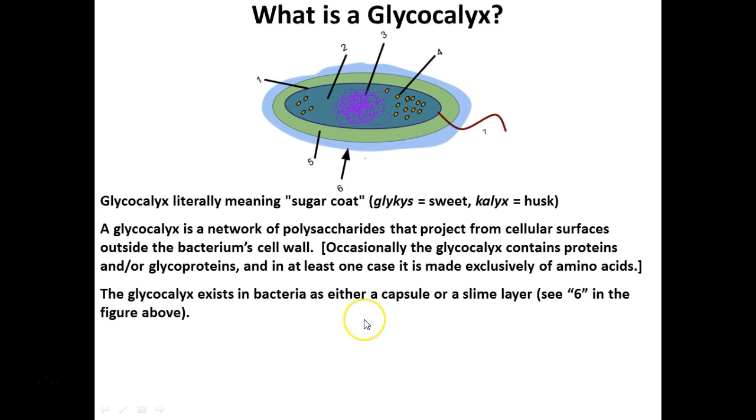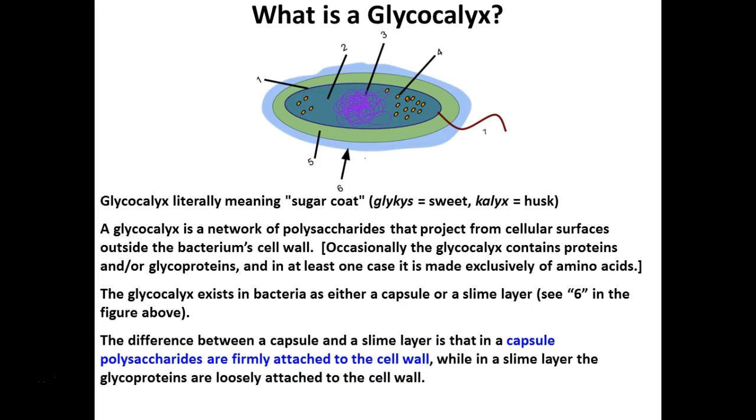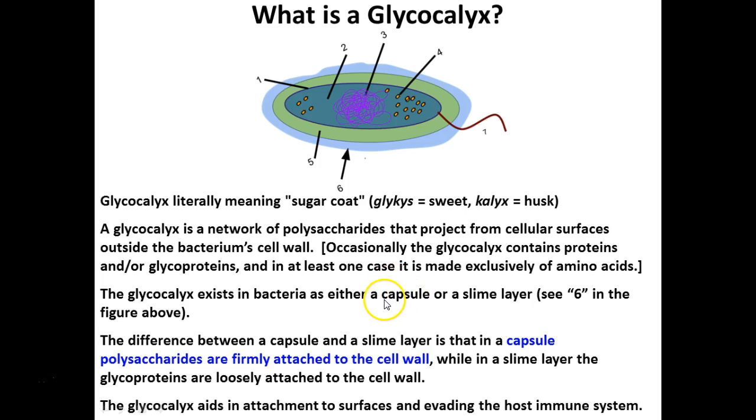It could be a capsule, which is really nice and uniform, or a slime layer, which is more diffuse. But again, it's the outermost layer if they have this layer. The capsule tends to be really firmly attached and well organized. And that's what we're looking for today.